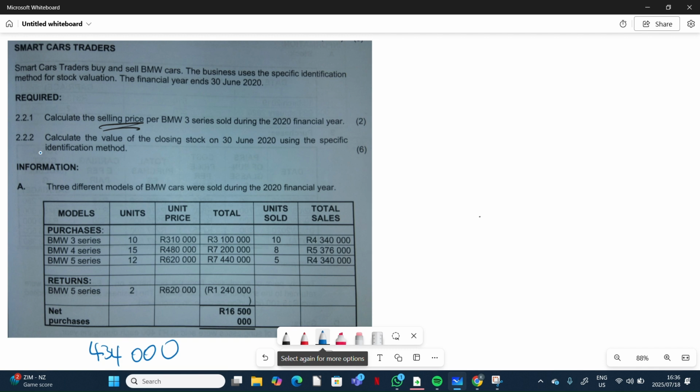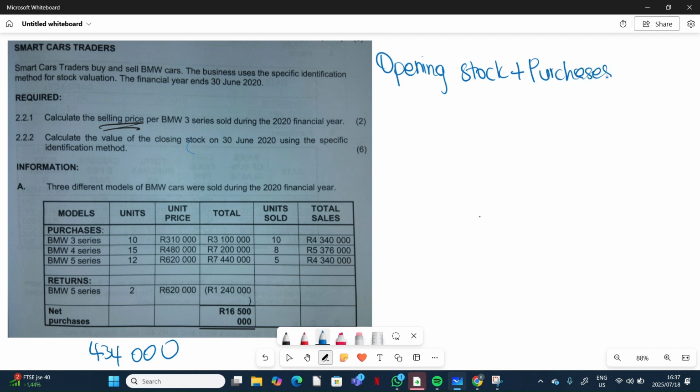Then what do we have next? They say to calculate the value of the closing stock on 30 June 2020 using the specific identification method. Guys, I want you to understand something. This thing doesn't change. The formula doesn't change when you're calculating your closing stock. You're going to have your opening stock. You're going to add your purchases. Then you're going to subtract your returns.